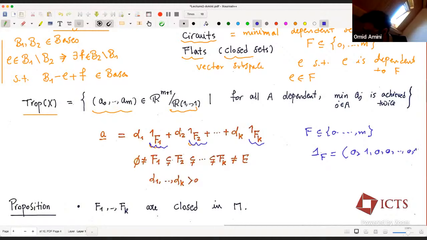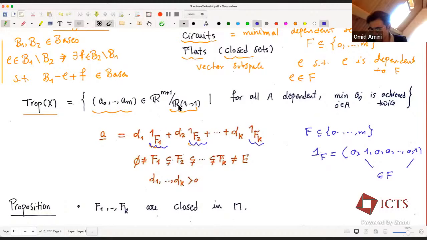And the ones are exactly the coordinates which correspond to elements of F. Any vector in R^(m+1) which has at least one coordinate equal to 0 can be written in the form alpha_1 1_{F1} plus alpha_2 1_{F2} plus up to alpha_k 1_{Fk}, for some k, such that these sets F1, F2, up to Fk form a chain of inclusions. So F1 is strictly included in F2, F2 is strictly included in F3, and so on up to Fk, and Fk is different from E.